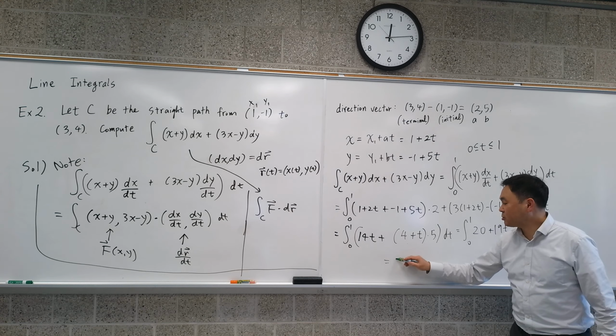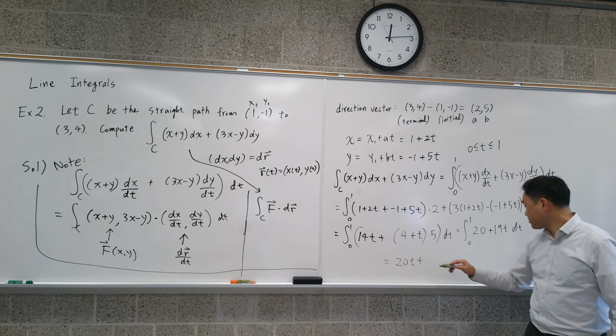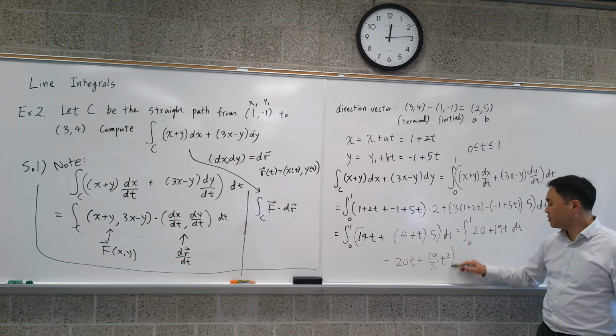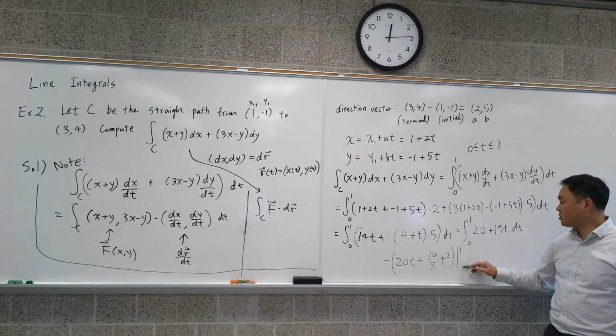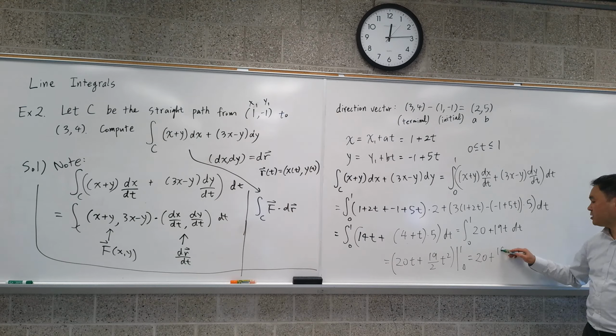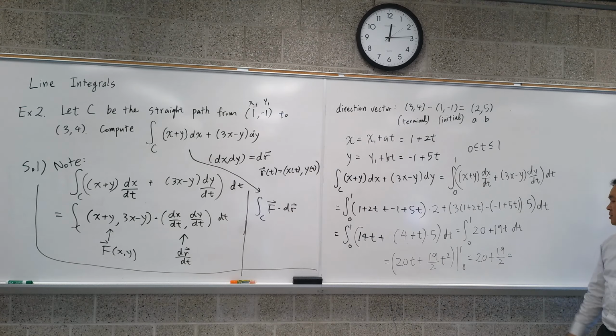So the integral is 20t plus 19 over 2 t squared. Then you're plugging in 1 and 0. So you get 20 plus 19 over 2. And we like improper fractions, so turn this into 40 over 2. So the answer is 59 over 2. Or in decimals, this is going to be 24.5.